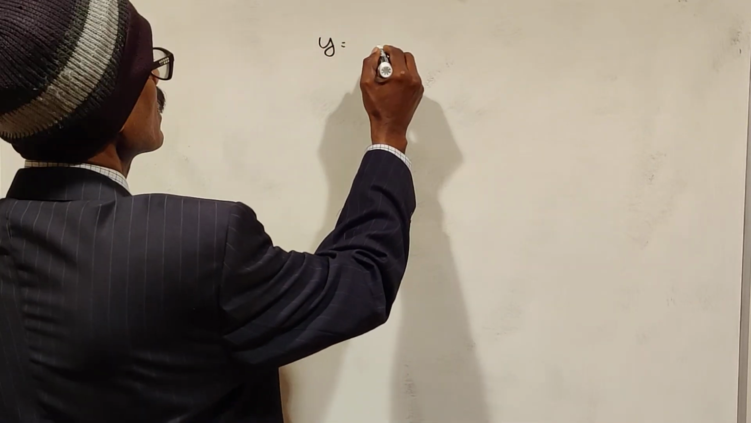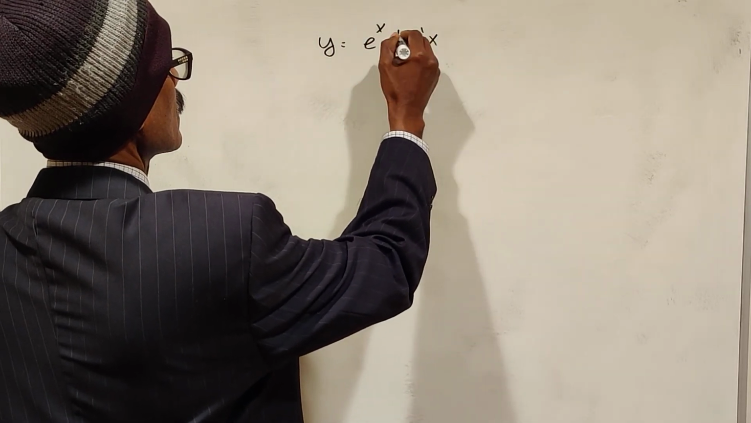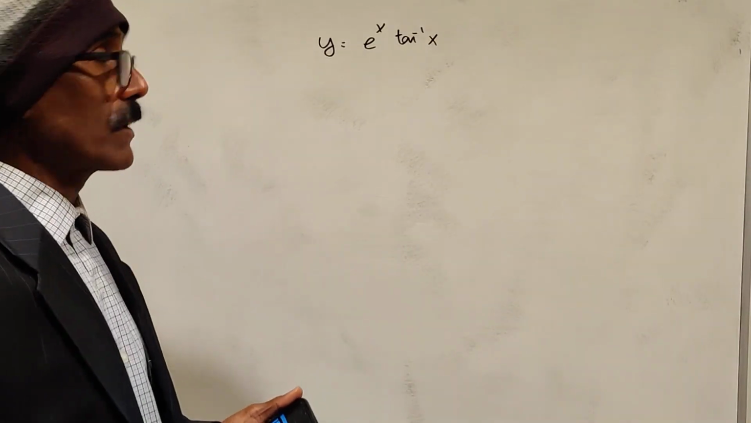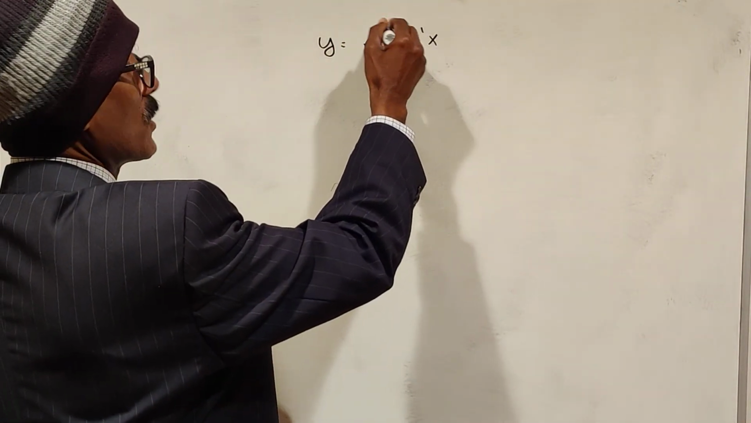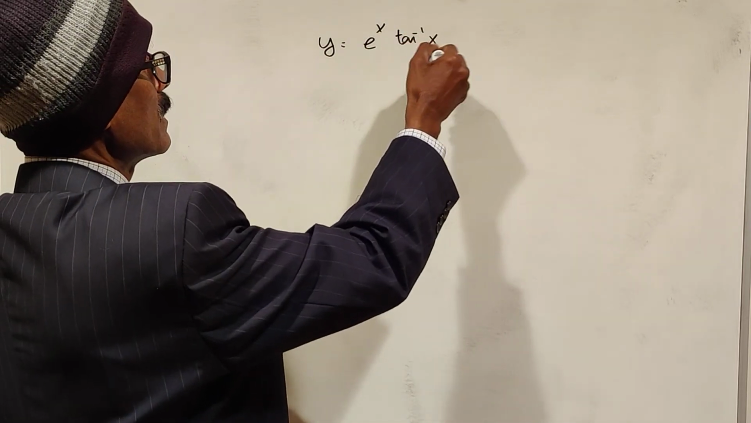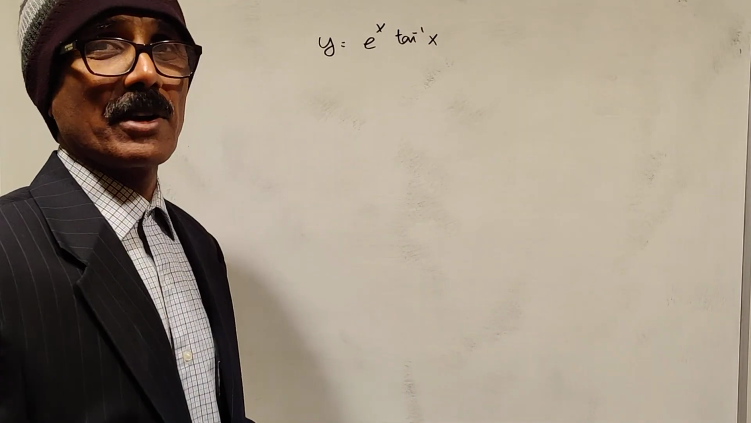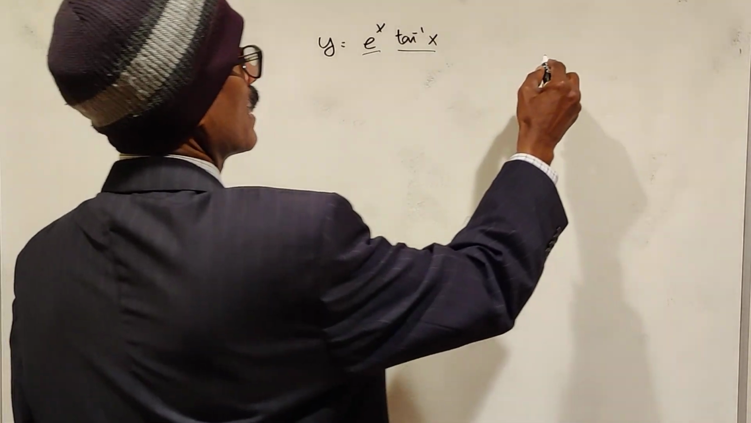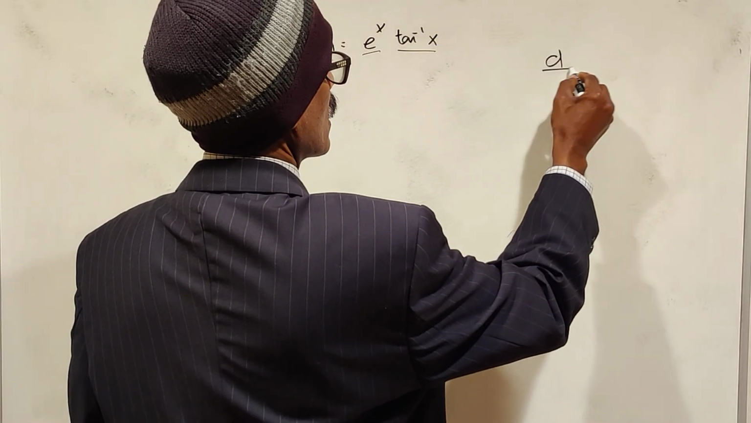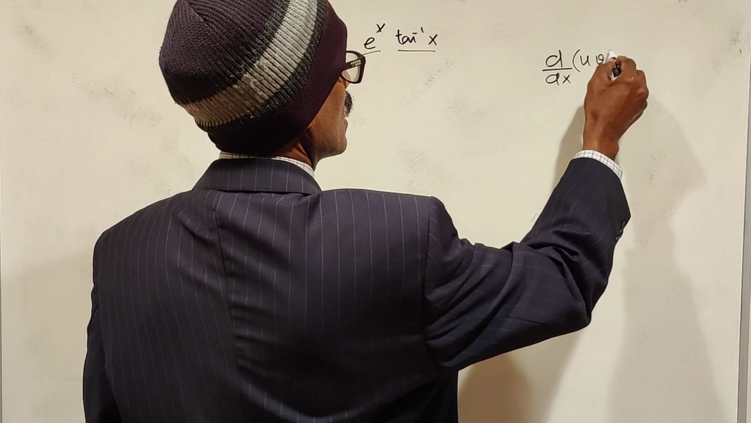y equals e raised to x tan inverse x. What are the functions? First, exponential function. Then the second, inverse trigonometry function. Exponential function and inverse trigonometry function. How can you differentiate the product of two functions, u and v?